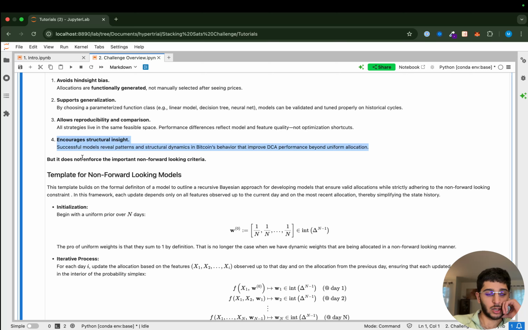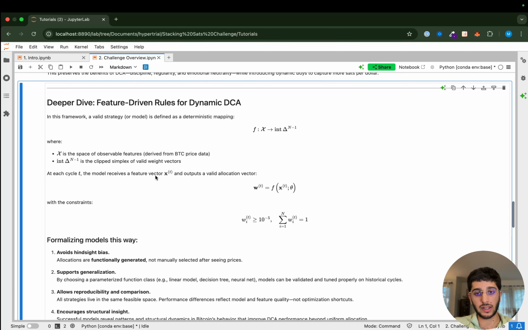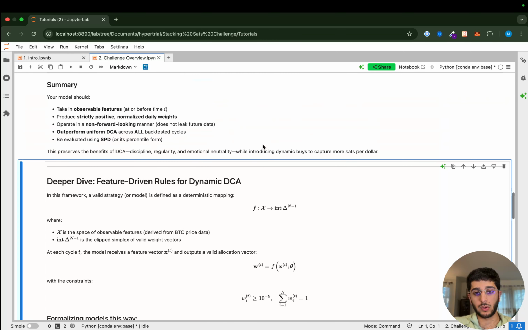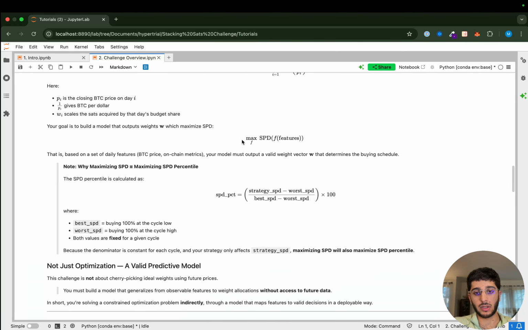This is the obstacle that I said we will address. We want you to have models that output results in a feasible region, namely that probability simplex. But one of the constraints is that your model should not be forward-looking. And to break down this mapping, let's talk about this mapping here.